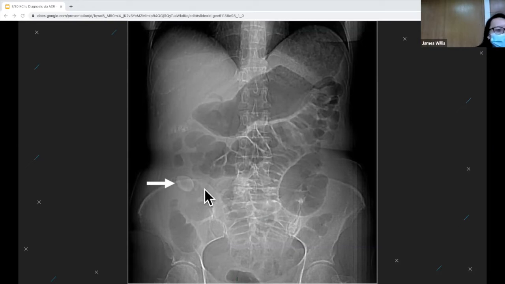Okay, what about the bowel gas pattern? Yeah, it's kind of hard, right? So basically here, this is a gallstone, and this is ileus. This is a gallstone ileus. You can see the valvulae conniventes, which shows that the small bowel loops are dilated, and you have a dilated stomach here. Okay.